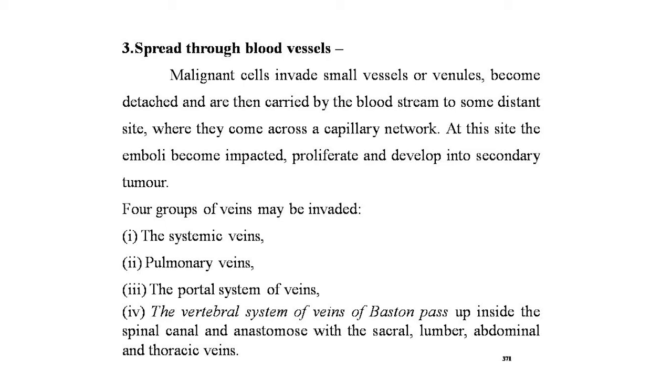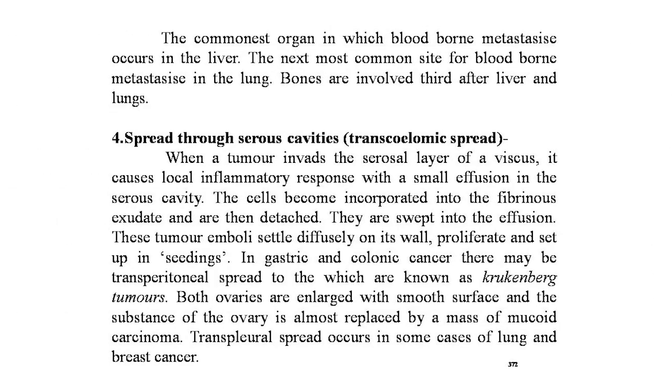Four groups of veins may be invaded: the systemic veins, pulmonary veins, portal system veins, and the vertebral system of veins of Batson, which pass up inside the spinal canal and anastomose with the sacral, lumbar, abdominal and thoracic veins. The commonest organ in which blood-borne metastasis occurs is the liver. The next most common site is the lungs. First is the liver, second is the lung. Bones are involved third after liver and lungs.